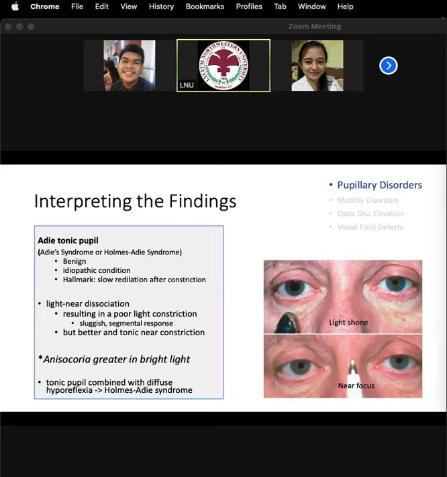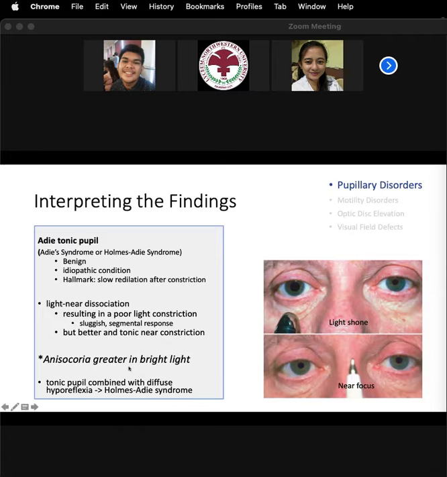Adie's tonic pupil is another condition that presents with pupillary disorder. It's a benign idiopathic condition, predominantly in young women, and occurs unilaterally in most cases. The hallmark is a slow redilation after constriction. It is a disorder in which there is a parasympathetic denervation of the afflicted pupil.